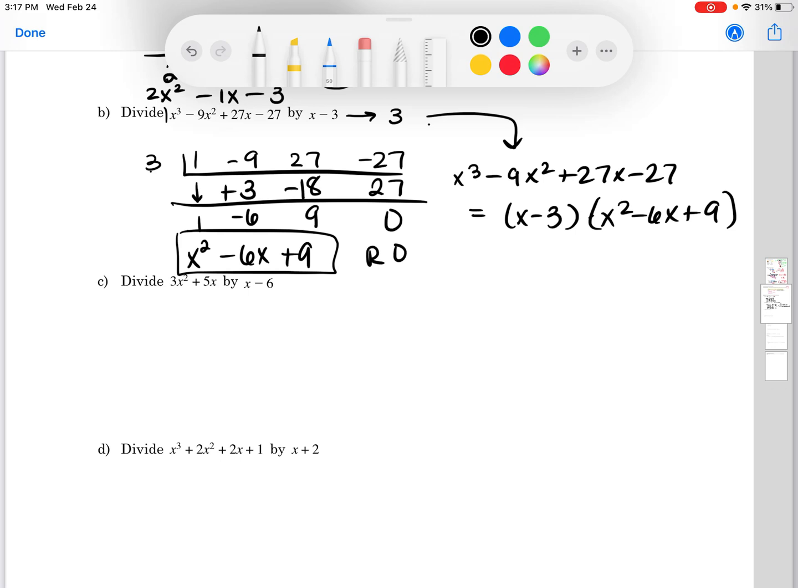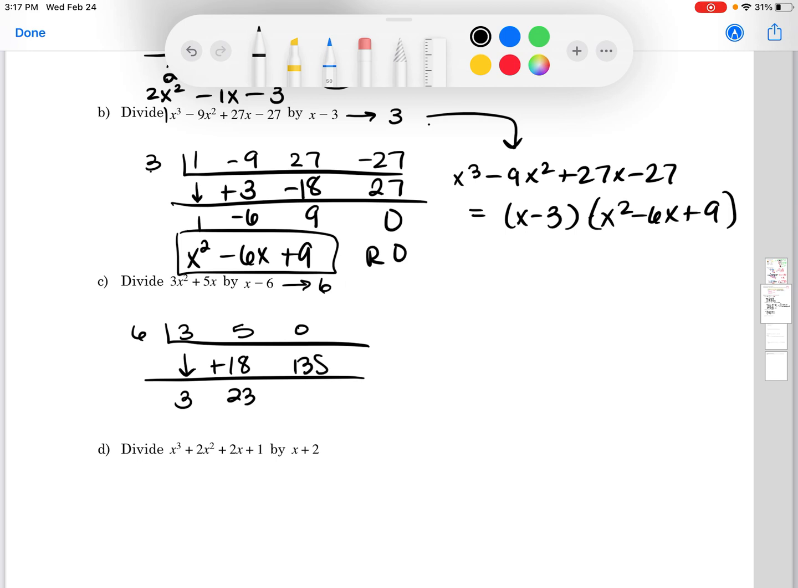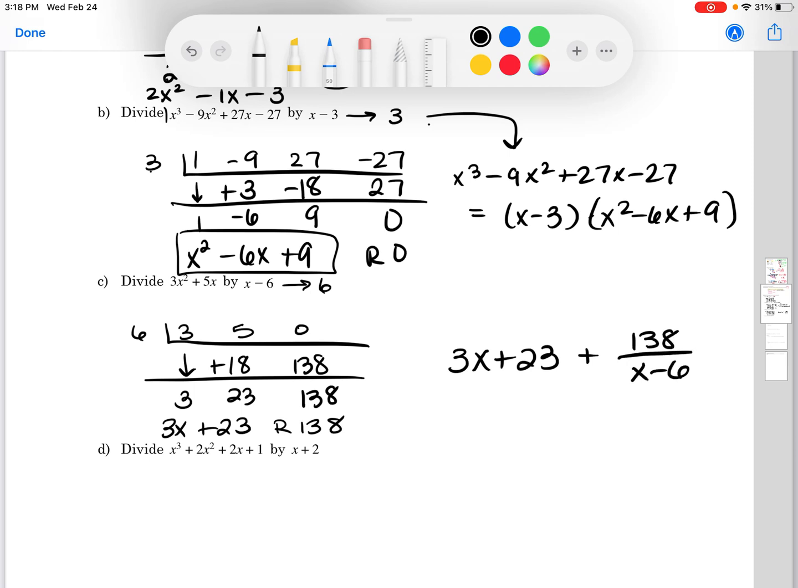All right, so one more. Let's see, we're going to change that sign to a 6. We have a 3, a 5. Don't forget a placeholder for that constant at the end. Bring down the 3 and multiply. Add. That's going to give us 23. Multiply, 138, and add, we're going to get 138. That means we drop a degree, so squared becomes first power. 3x plus 23 with a remainder of 138. So that's plus 138 over the factor.